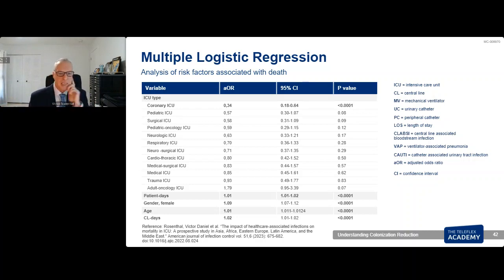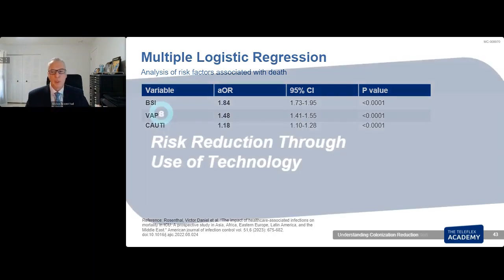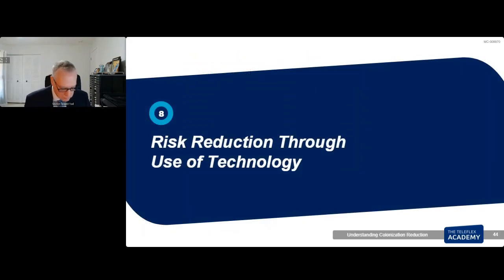We cannot change the ICU, we cannot change the gender, we cannot change the age, of course. But we have something that was identified as a significant risk factor for mortality, which is BSIs, VAP, and UTI. What can we do? We need to find ways to reduce BSIs, VAP, and UTI because these independent risk factors associated with mortality are potentially being reduced significantly. That's why we will review some methods.